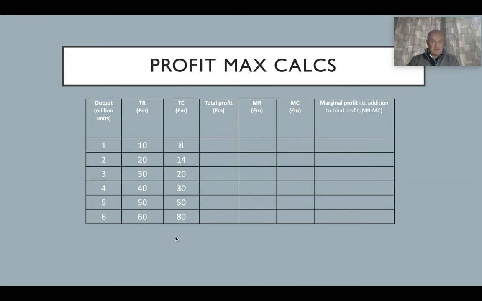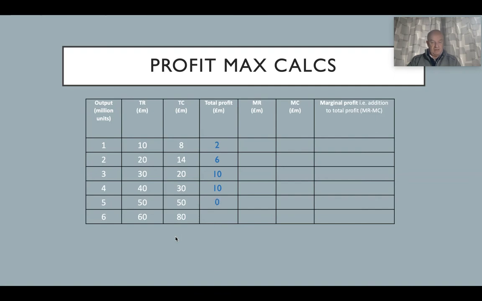Okay, so welcome back. Let's take a look at this profit maximisation calculation then. In the first instance, we've got 1 million units being produced, total revenue of 10 million, total cost of 8 million. So we're making a total profit at 1 million units of £2 million. If we then take a look at output at 2 million, we've got 20 million turnover, take away 14 million cost, we've got £6 million worth of profit. And if we go through this process, you can see at 3 million units, we're making £10 million worth of profit. We're also making £10 million worth of profit at 4 million units.